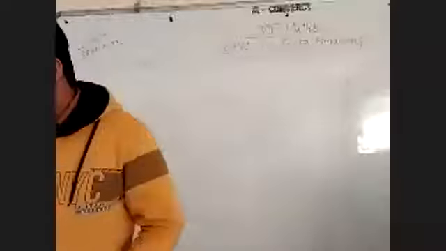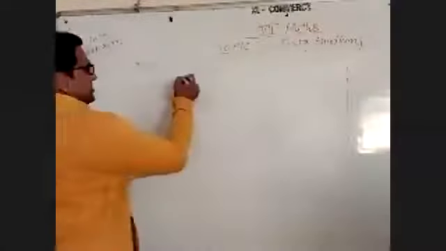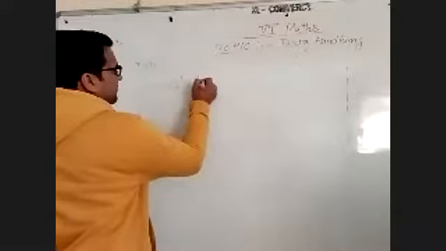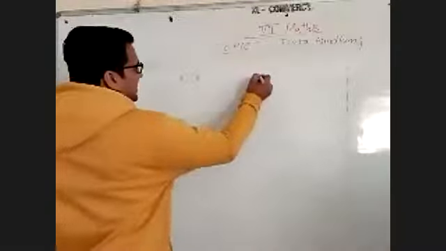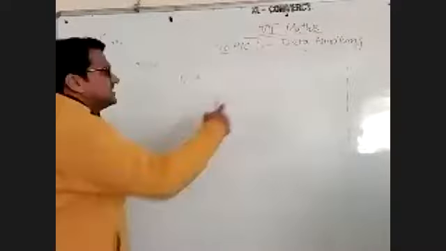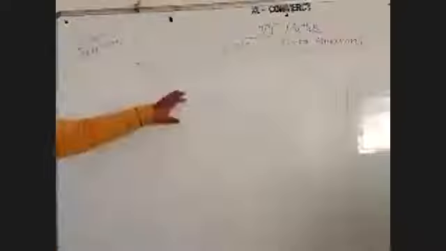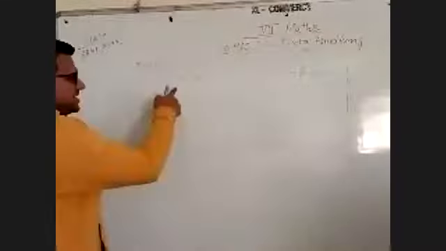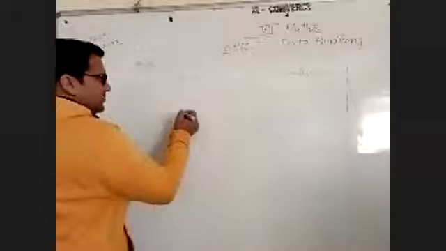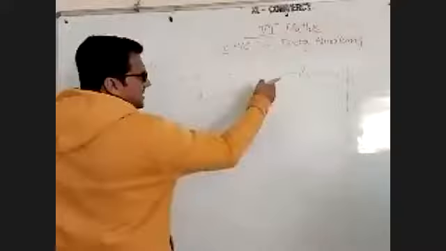Called data. Suppose the data is in this form, some numbers are written: 1, 4, 6, 7, 8, 8, 7. These are some numbers. If we are arranging this data in ascending order, that is 1, 4, 6, 7, and this 7 is also here, then 8 and 8.